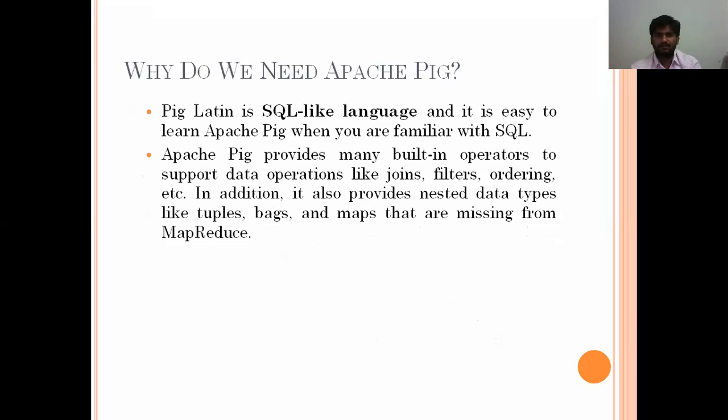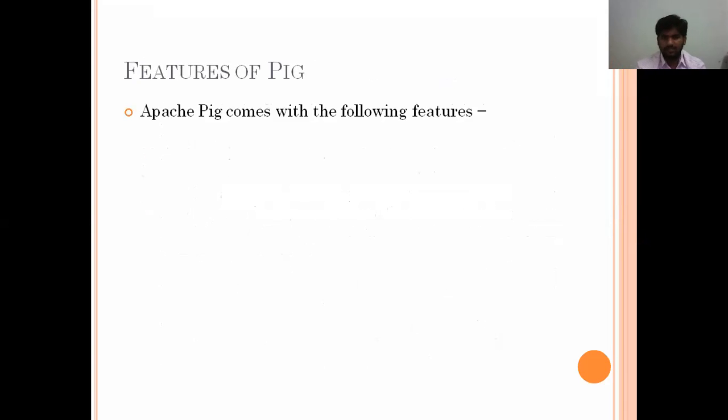Then another one is about not only joins, filter, and ordering. In addition, it provides tuples, bags, and maps, which are missing in MapReduce. Okay. So what are the features of Pig?